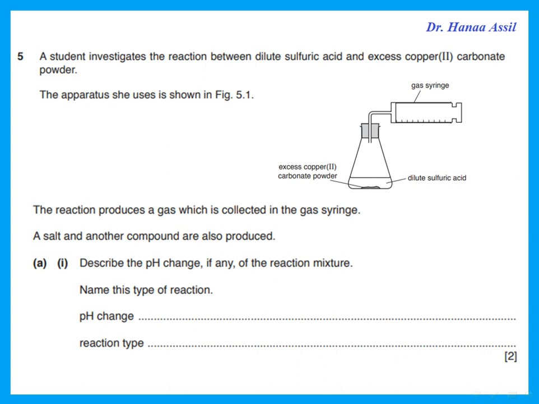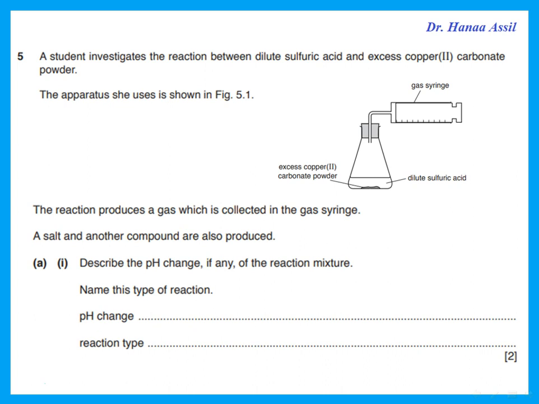A student investigates the reaction between dilute sulfuric acid and excess copper carbonate powder. The apparatus she uses is shown. The reaction produces a gas, which is collected in a gas syringe. A salt and another compound are also produced. Describe the pH change, if any, of the reaction mixture and name this type of reaction.